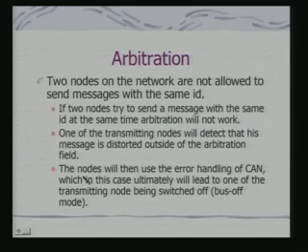The nodes will then use error handling of CAN, which in this case ultimately will lead to the transmitting node being switched off. Okay, because these errors can only be detected by the transmitting node, since it is connected on the same bus and each node is listening to whatever data is being put on the network. So the transmitting node can find out that the data it is sending is not the data that it is receiving. Why? Because here also the 0 bit will be the dominant bit. If another node is sending a 0 outside the identifier field, then the transmitting node will detect an error, and that error has to be handled through the CAN error control mechanism.